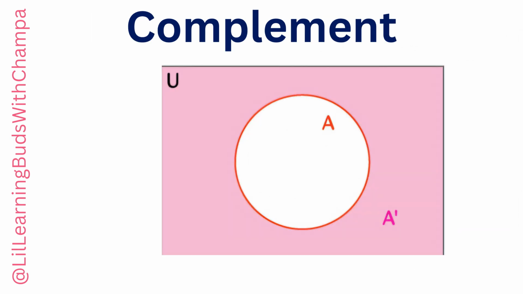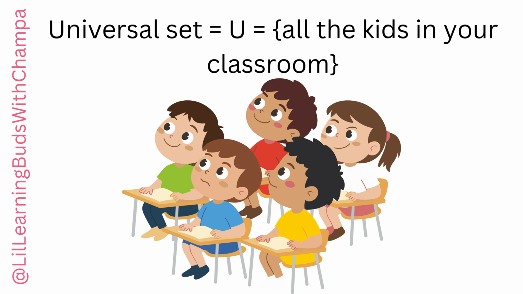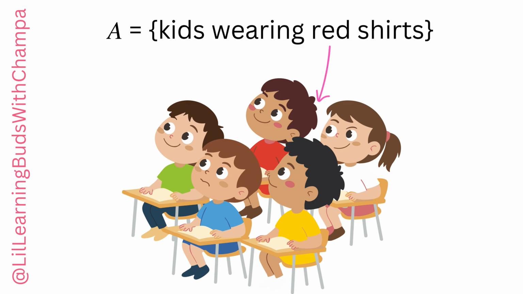Before we learn the complement of a set, we need to know the universal set. Universal set is a big collection of all the possible elements which we are considering in a particular situation. For example, in a classroom, the whole classroom is a universal set. Our set A is a smaller group taken from our universal set, like all the kids who are wearing red shirts. That could be set A.